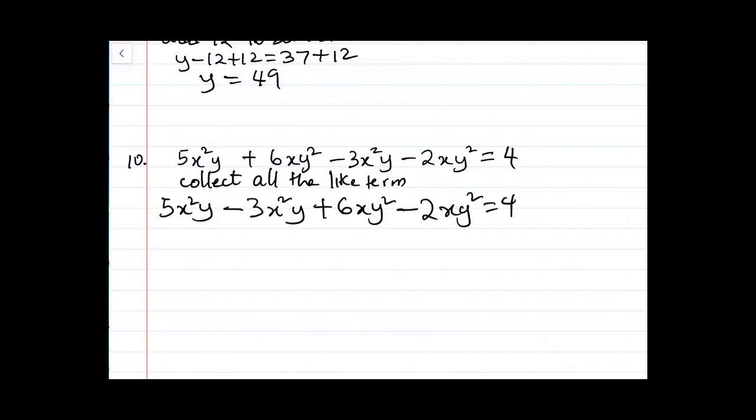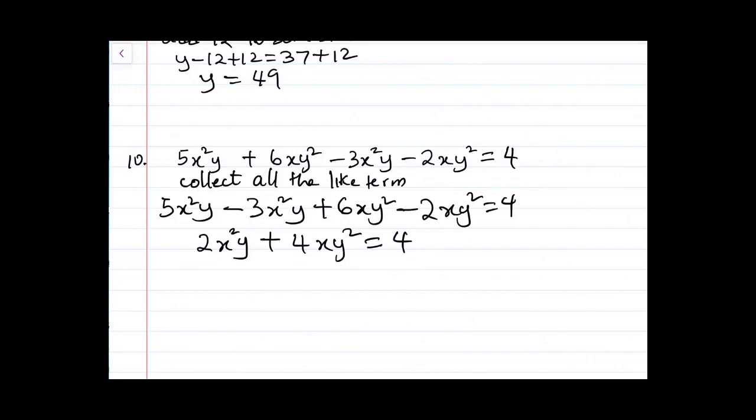So this is pretty straightforward because we exercise caution as we are gathering the variables and the coefficient, and we use collection of the like terms to separate the similar from the dissimilar. So 5x squared y minus 3x squared y will give us 2x squared y. And then we have plus 6xy squared minus 2xy squared. So plus 6 minus 2 will give us plus 4xy squared equals to 4.